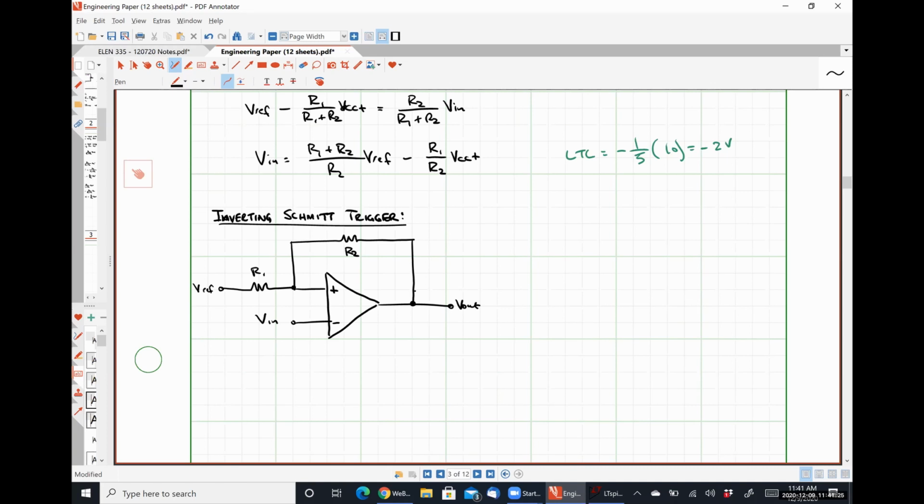We could go through the trouble of redrawing the practical op-amp model version of this and all that kind of jazz, or we could do this the significantly easier way. So I'm going to ask you guys what I hope is a very simple question. What's the difference between this circuit, the inverting Schmitt trigger, and the non-inverting Schmitt trigger circuit we looked at a couple of minutes ago?